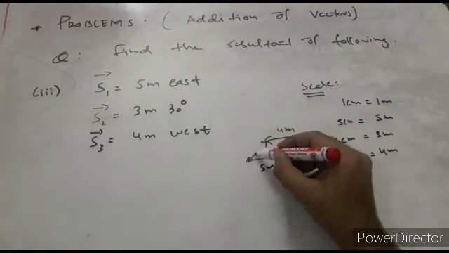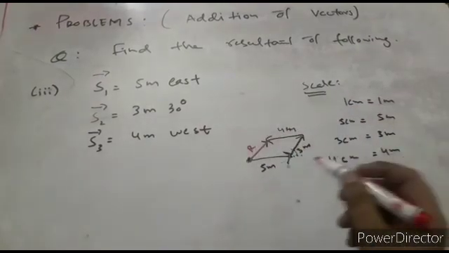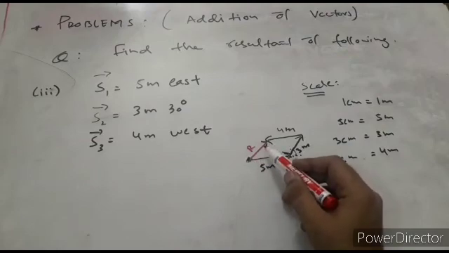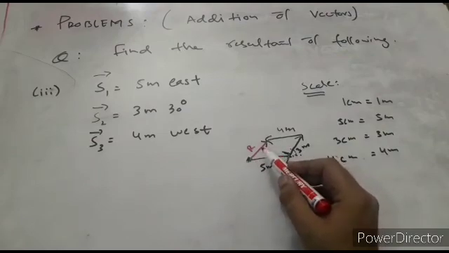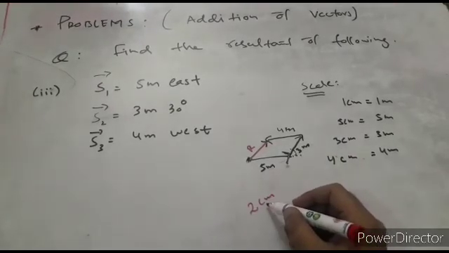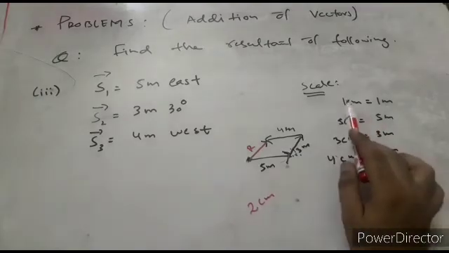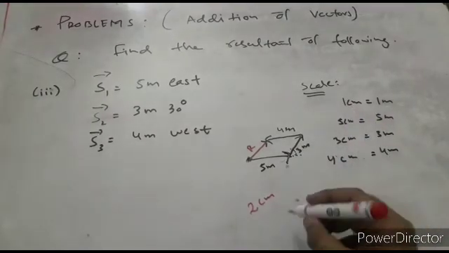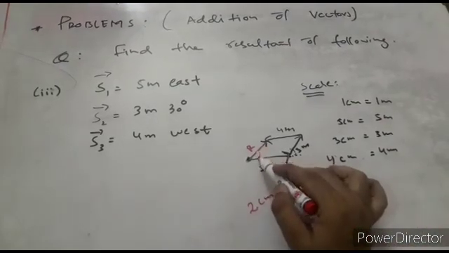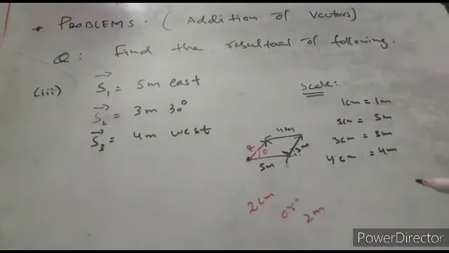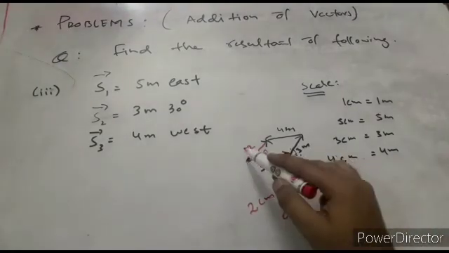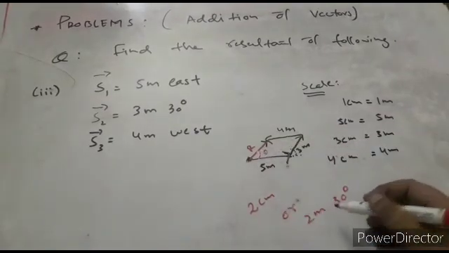So this will be the resultant vector, and for this resultant vector we can only use a scale to measure its length. Let's say its length is 2 centimeters after measuring from the scale. So according to our scale, 2 centimeters will be equal to 2 meters, and for direction we take the angle and find it. Let's say 2 meters at 30 degrees. Most probably this is a 30-degree angle.